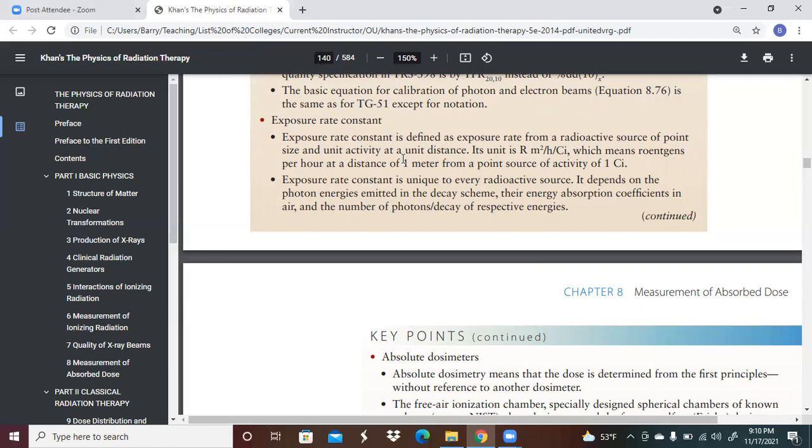Now, the exposure rate constant is unique to every radioactive source. It depends on the photon energies emitted in the decay scheme, their energy absorption coefficients in air, and the number of photons per decay of respective energies.